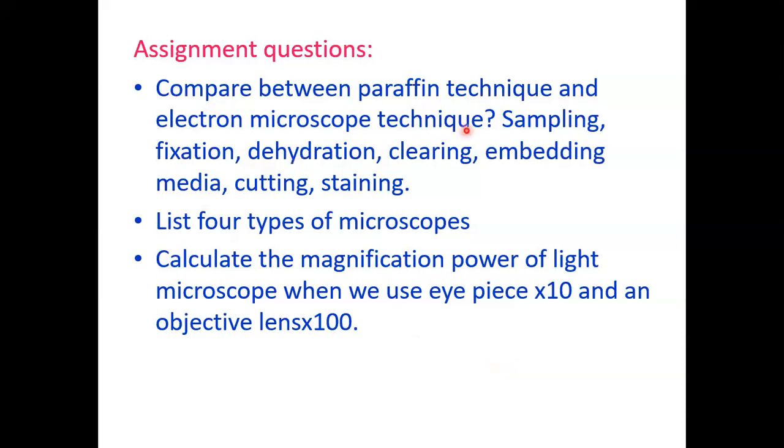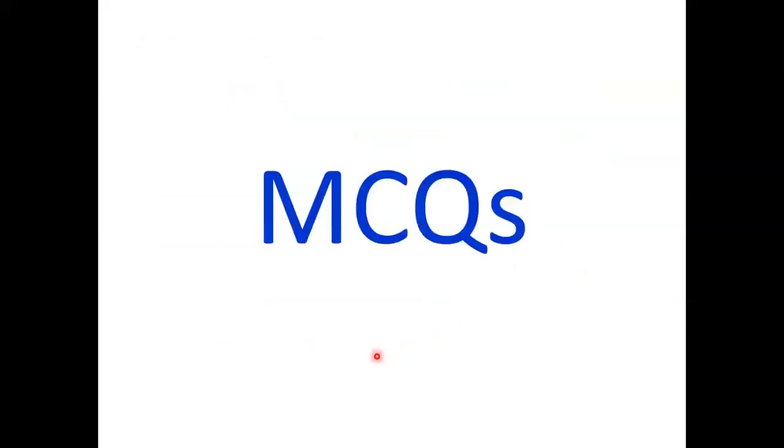Assignment questions: compare between paraffin and electron technique as regards sampling, fixation, dehydration, clearing and embedding, cutting, staining. List 4 types of microscopes. You remember: light, electron, fluorescent, confocal, phase contrast. Calculate the magnification power of the light microscope when we use eyepiece 10 and objective 100, so the magnification power will be 1000.